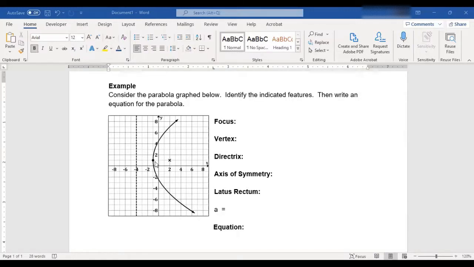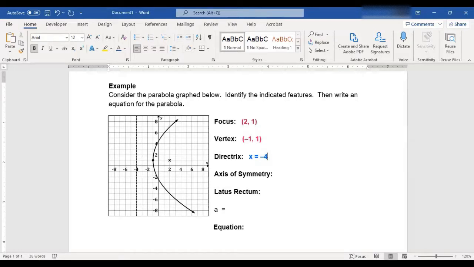So I usually go for the vertex first because it's the easiest to find, whether it's been deliberately graphed as a point or not. So the coordinates here look to be -1, 1. So our vertex is -1, 1. The focus here is 2, 1. And the directrix is a line. So since this is a vertical line, it's going to be in the form x equals, and here x is equaling -4.